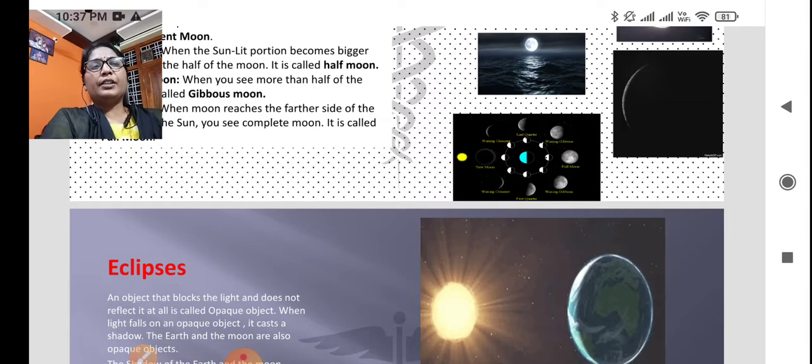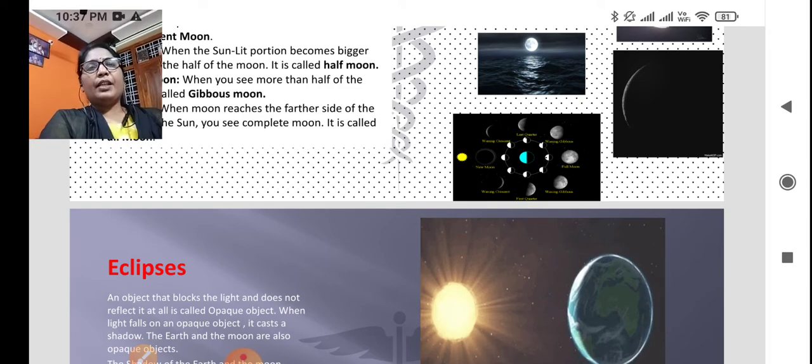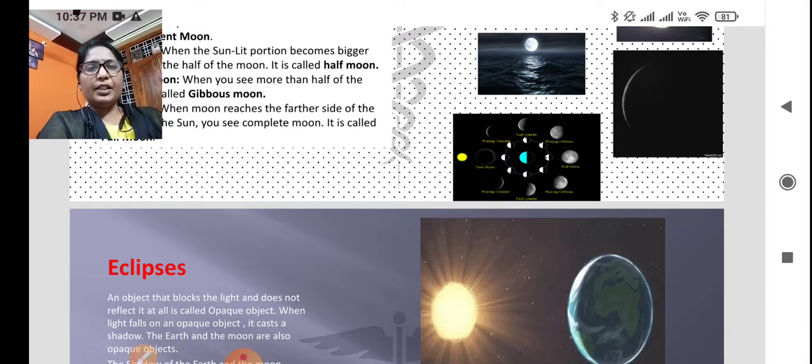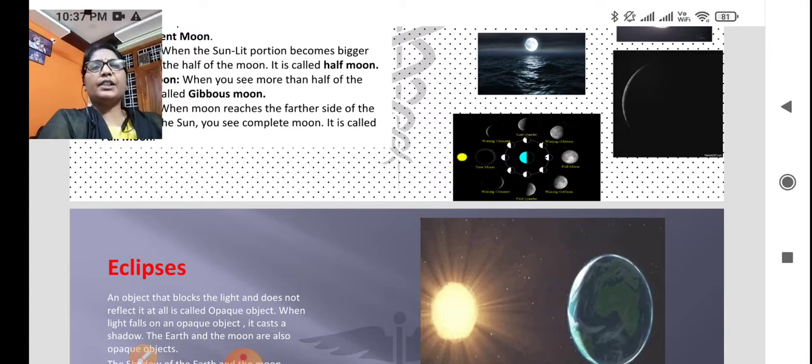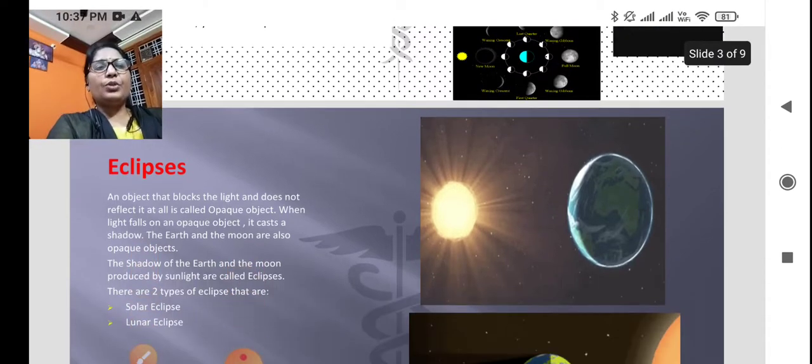Whenever the moon is coming in the way of the sunlight, the bright light falls on it, and since it is an opaque object, the moon's shadow will fall on the earth. In the same way, when the earth comes in the middle, the earth's shadow falls on the moon. When the moon comes in the middle, the moon's shadow will form on the earth. This is known as an eclipse. How eclipses are formed and how they are different from each other, we'll see in today's class.